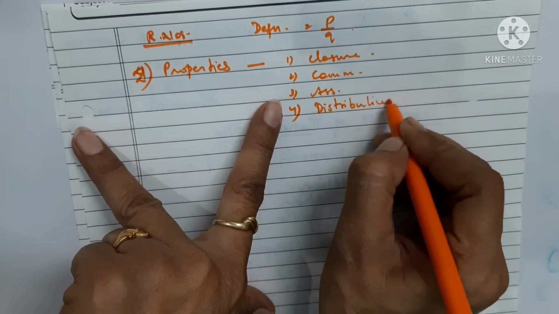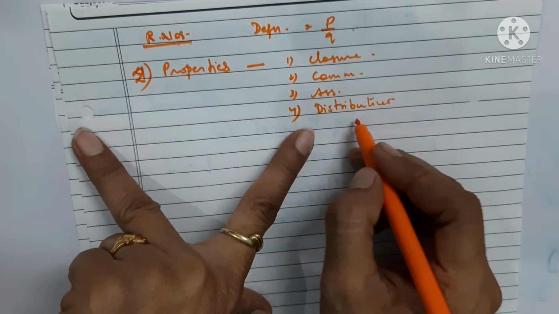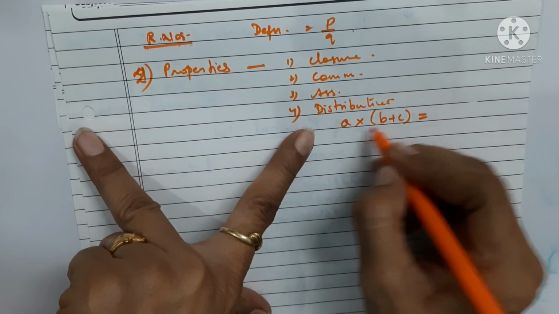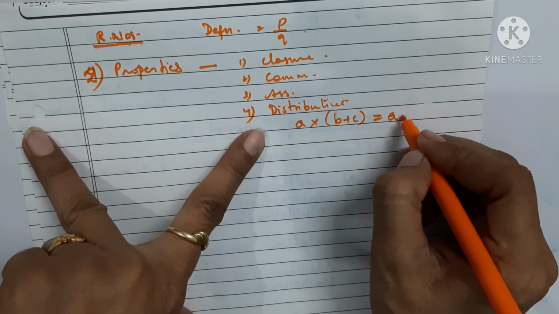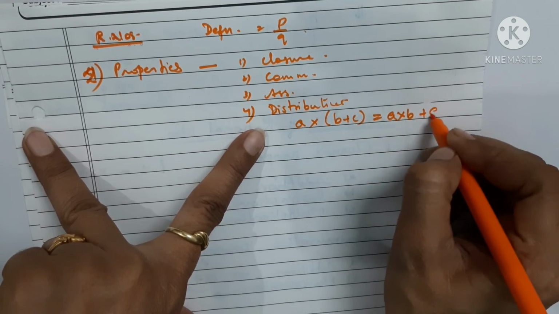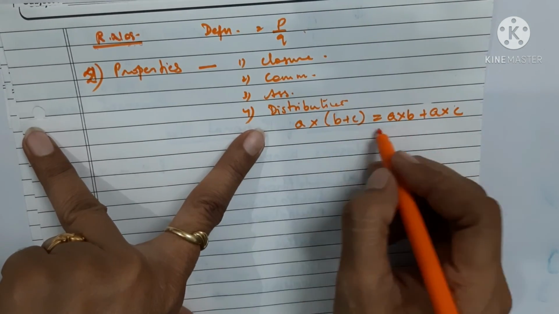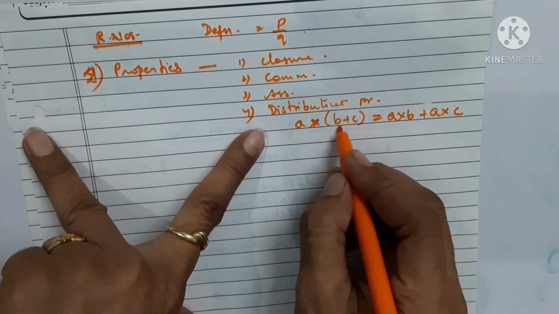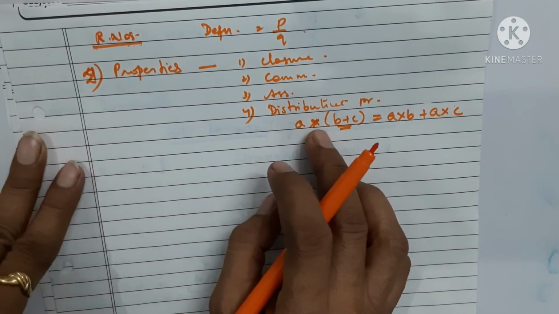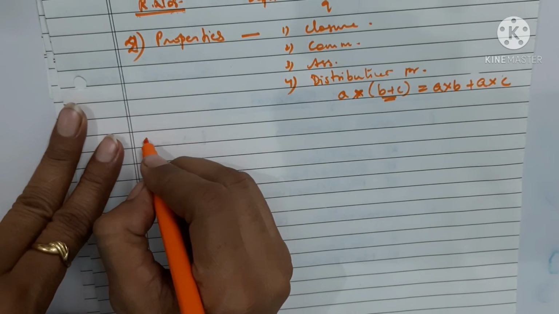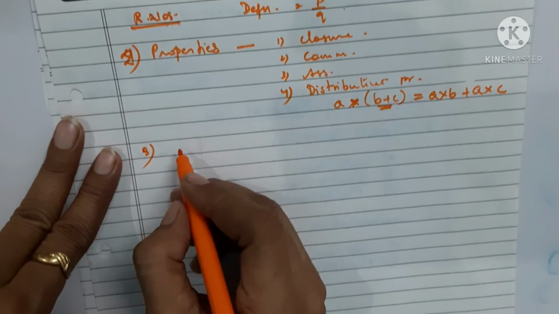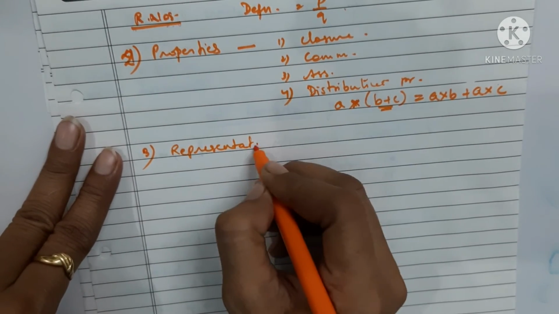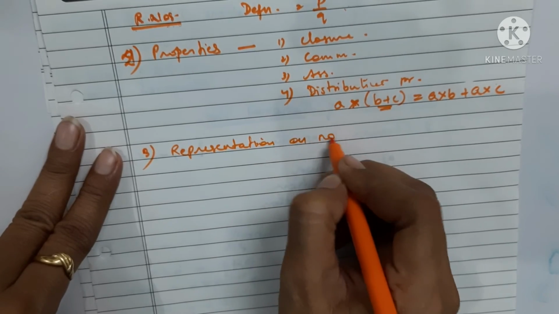I think I left out writing it down, that a into b plus c can be expressed as a into b plus a into c. This is the distributive property of multiplication over addition. So these properties we have done. Then the third thing which we have gone through is the representation on the number line.